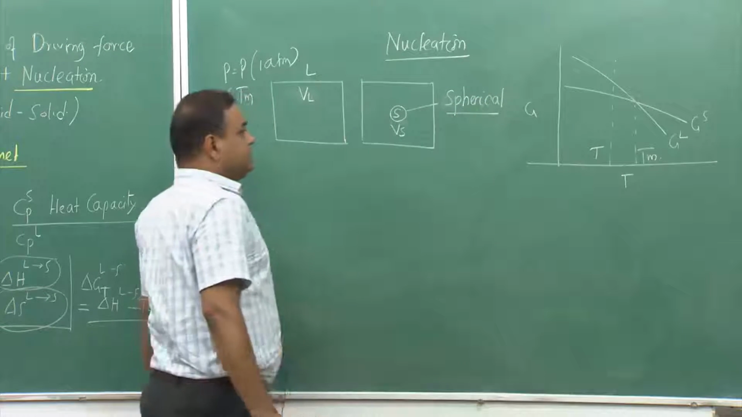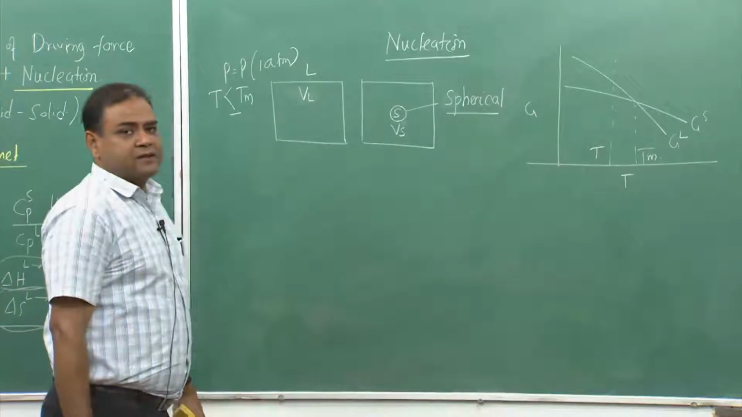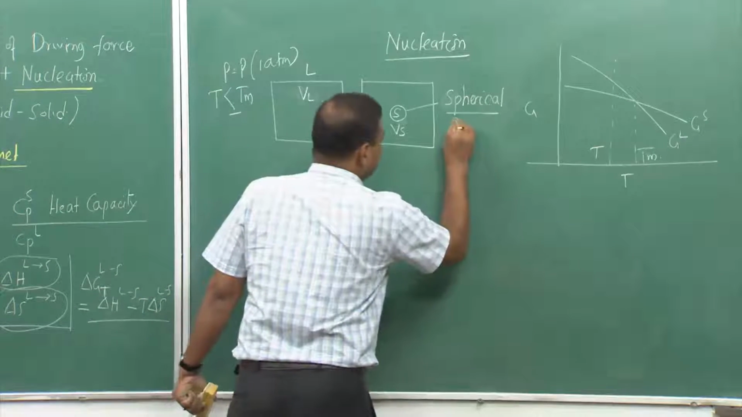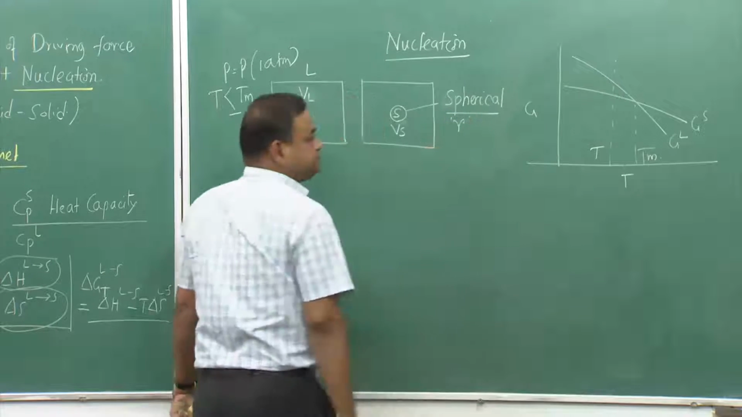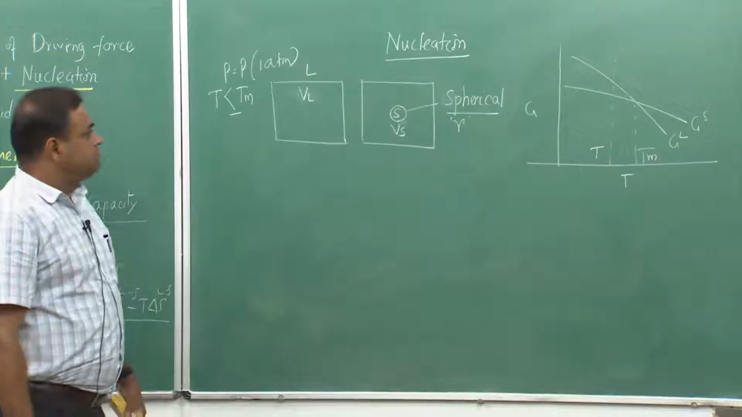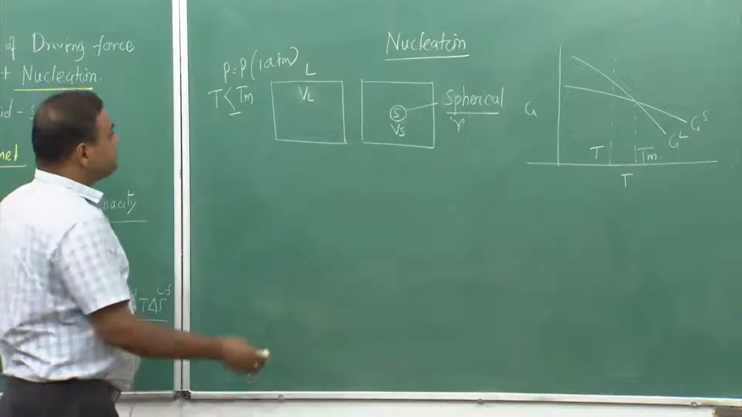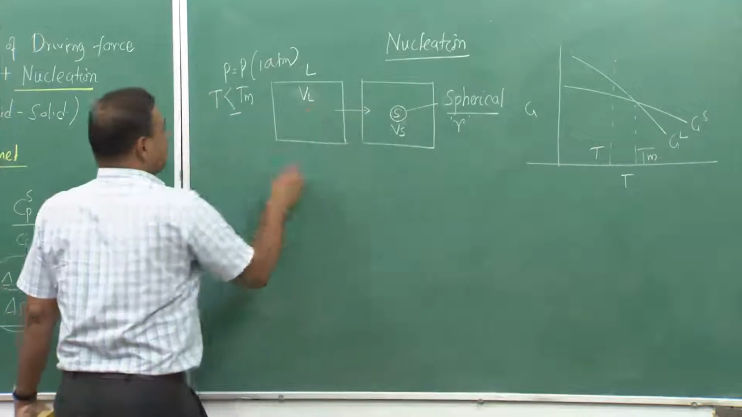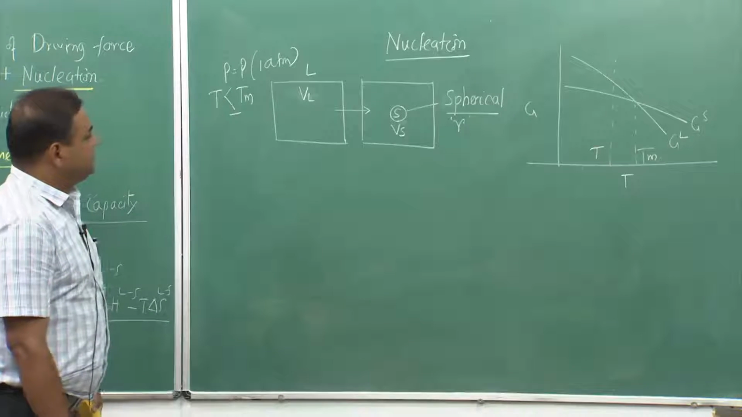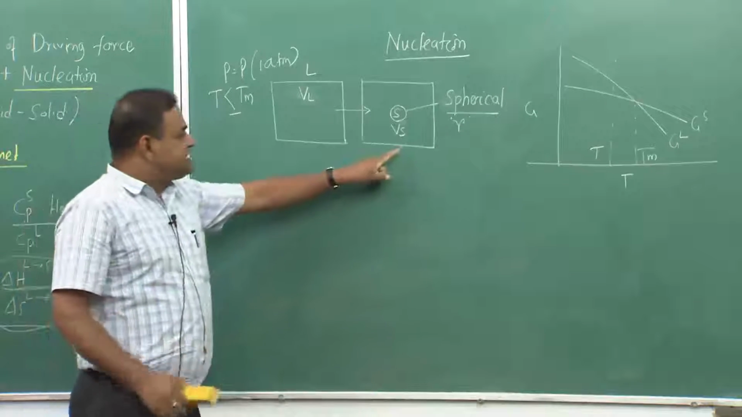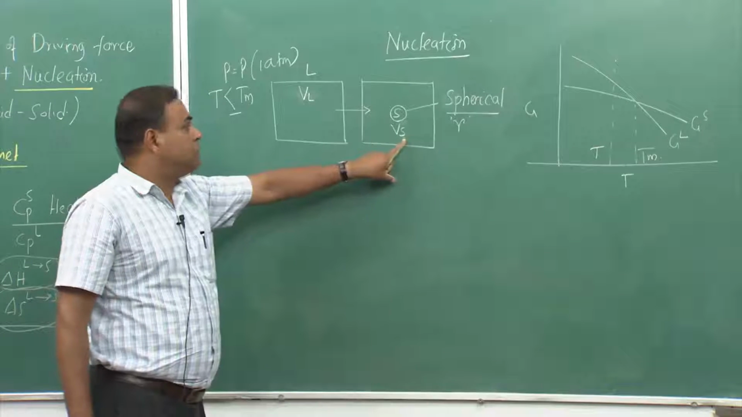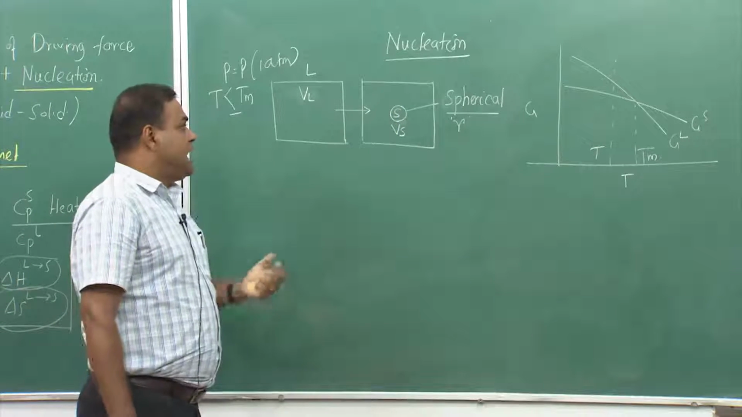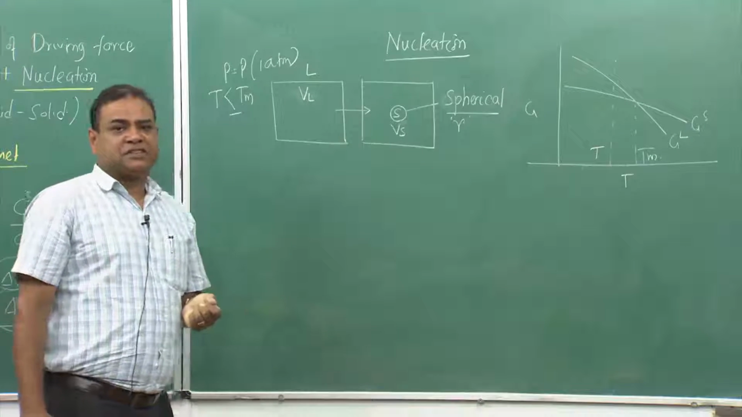Let us say it is spherical. Whenever we talk about spherical, that means it is a sphere and it will have a radius r. Now, that means at that temperature, if we keep that liquid of volume VL, it will change due to solidification, and form a solid of radius r with a spherical shape.